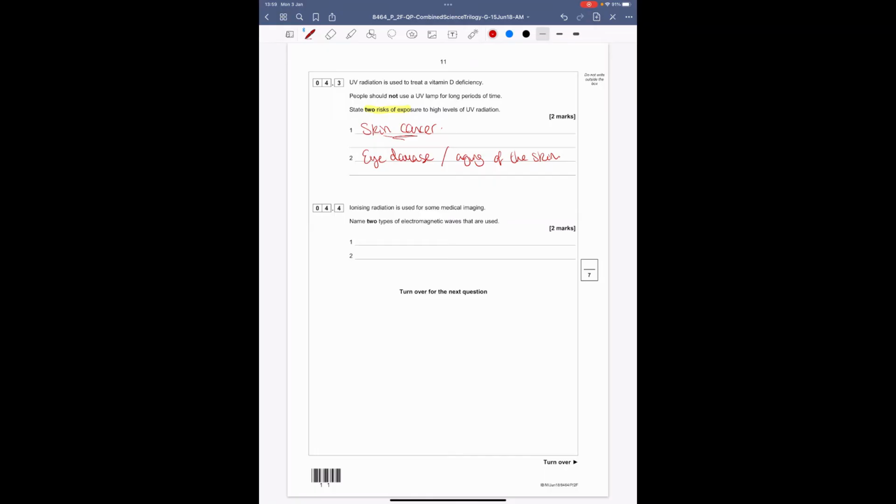Ionizing radiation is used for some medical imaging. Name the 2 types of electromagnetic waves that are used in medical imaging. Okay, so we've actually got some options here, because obviously the obvious one is X-rays are used for medical imaging, but you can also use gamma rays and ultraviolet. Okay, so X-rays is the obvious one, but you can use these other 2 because they are also high frequency, which can then get into your body and see different parts of it.